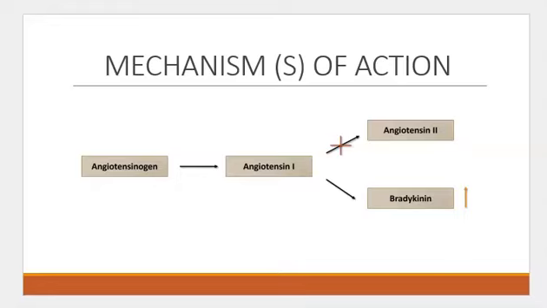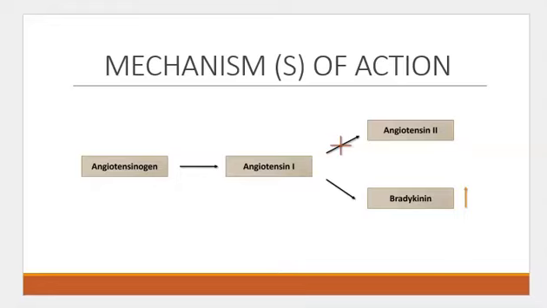ACE inhibitors like lisinopril work by blocking the angiotensin-converting enzyme secreted by the lungs, which normally converts angiotensin 1 into angiotensin 2. Angiotensin 2 can bind to blood vessels and cause vasoconstriction, as well as release of the hormone aldosterone, which works to increase blood pressure further.